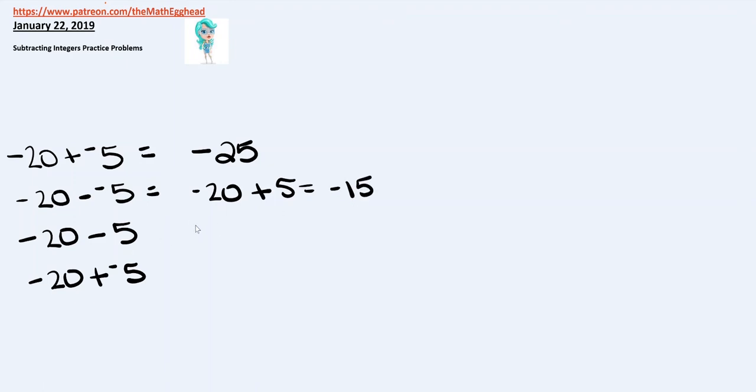Here, again, follow the rule. Keep the first number, change the subtraction to an addition. What's the opposite of a positive 5? It's negative 5, and it would be negative 25 here. Here, again, keep the first number. We're adding two numbers with the same sign, so it would be negative 25. I wrote that twice here.